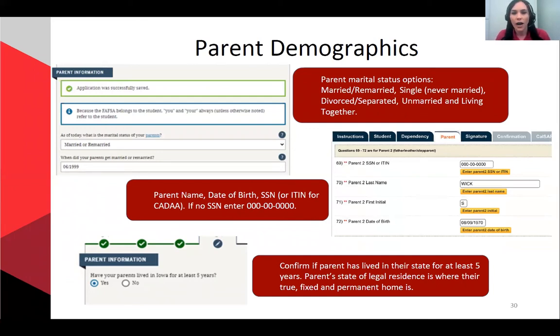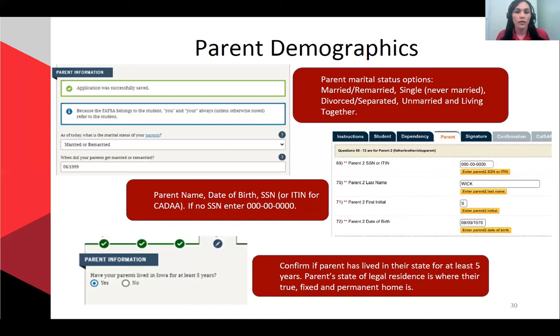In this section, we're actually going to start looking at the parent demographics and the income information with the IRS retrieval tool, if you're a FAFSA applicant, and the manual entry of the income information. So what you want to make sure you're doing is periodically saving your FAFSA, which you are able to do. Because the FAFSA belongs to you as the student, when it references you or your, it is referencing you as the student, okay?